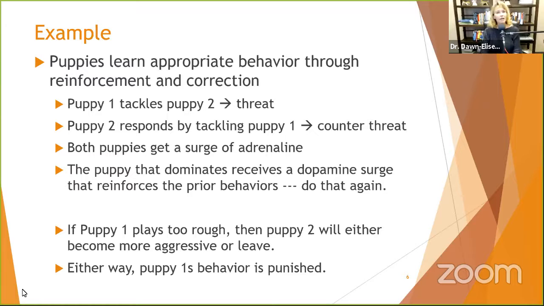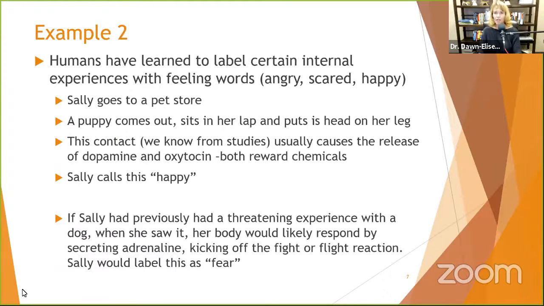So we want to have people figure out in their environment, what things have you learned that are threatening? What things have you learned are positive and reinforcing? We also learn things. So, for example, Sally goes to the pet store and a puppy comes out, sits in her lap, and puts its head on her leg. This is what my first dog out of college did. He came right out of the kennel, sat down, put his head on my leg. I was like, oh, I have to have that dog.